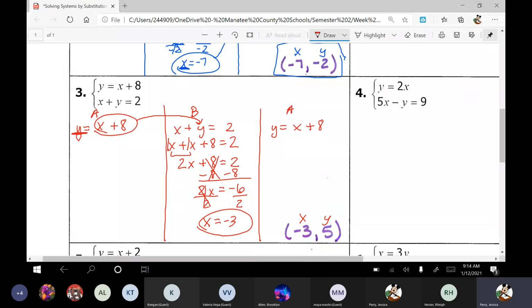So let's take my negative 3. Since x equals negative 3, where should I put that negative 3 in my A equation? Should I put my negative 3 in the y or in the x? Go ahead and write that in the chat. Where should the negative 3 go? In the y or in the x?